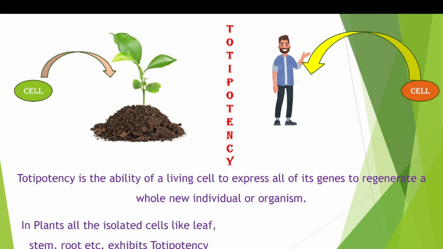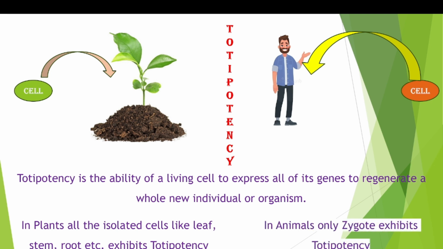Generally, in the case of plants, all the isolated cells extracted from leaf, stem, root, or any organ exhibit totipotency. In the case of plants, whatever cell you take, that cell can exhibit the totipotency property. That means whatever cell you extract and use for culture can generate an entire plant. So that's why all plant cells are totipotent in nature.